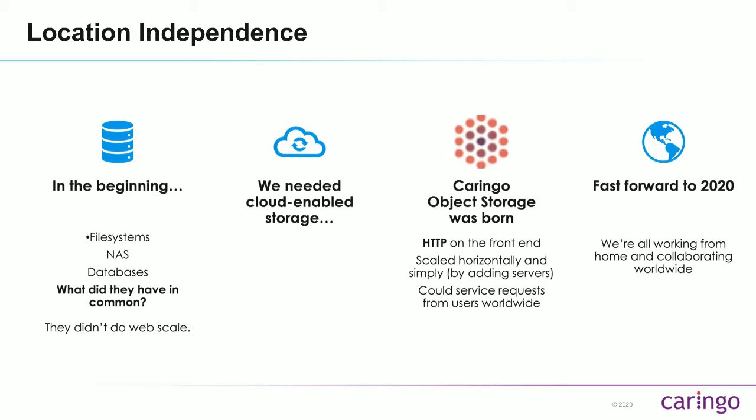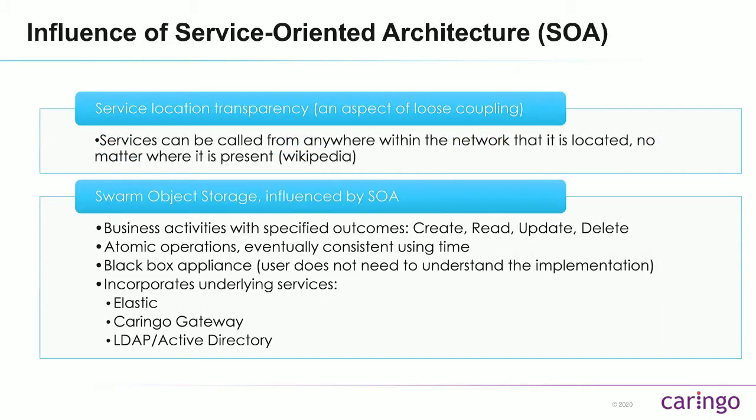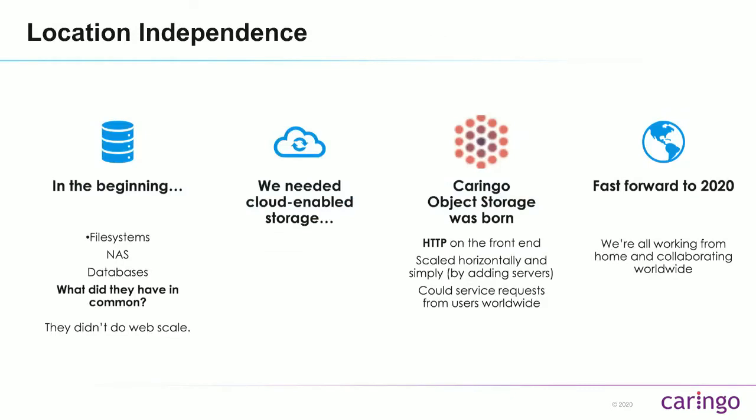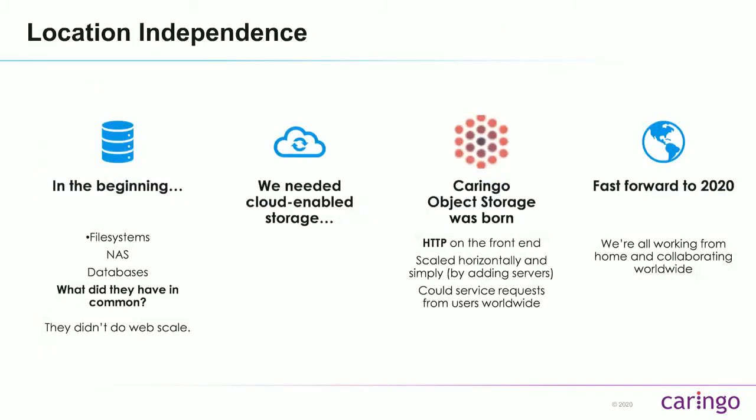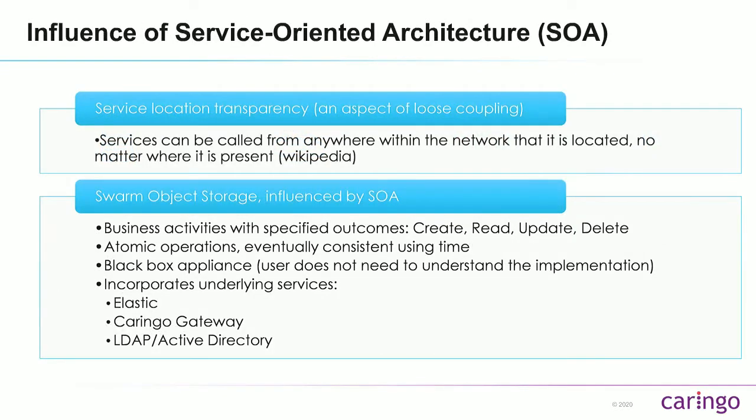That takes us back to the beginning. It reminds me of the classic Neal Stephenson essay, In the Beginning Was the Command Line. We had file systems, and we had NAS, and we had databases. And they didn't do web scale, and I should qualify that a bit: they didn't do web scale out of the box. You could put services around them, but that essentially required that these applications scale horizontally, and that's what Swarm was always ready to do.